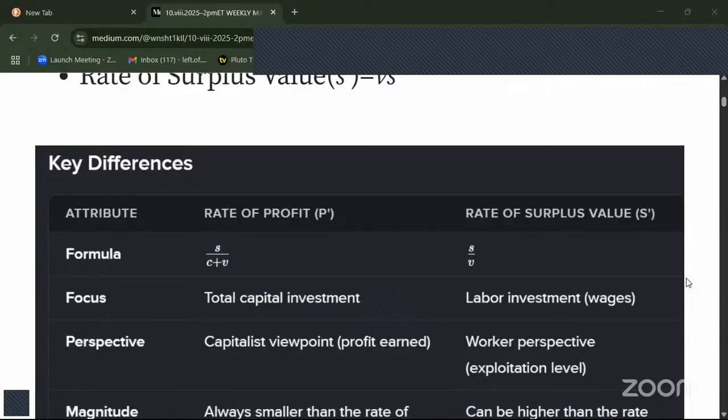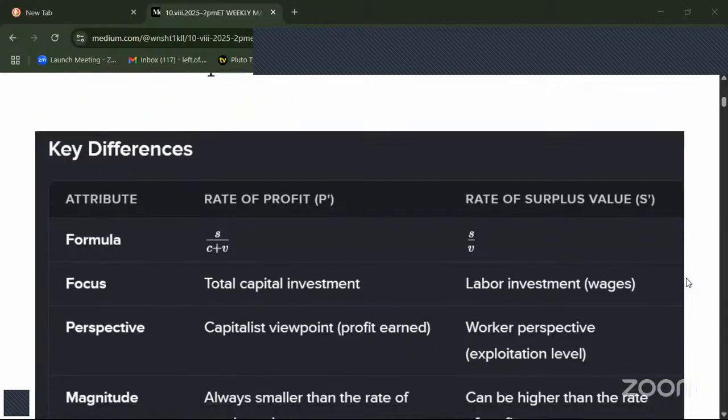Now, you can see this actually done in a very nice little chart that Duck AI has done for us. You can see 3 columns. First column is attribute. Second column is rate of profit, P prime. And the third column is rate of surplus value, S prime. So you can see the difference in the formula, S over C plus V, compared with the rate of surplus value, S over V.